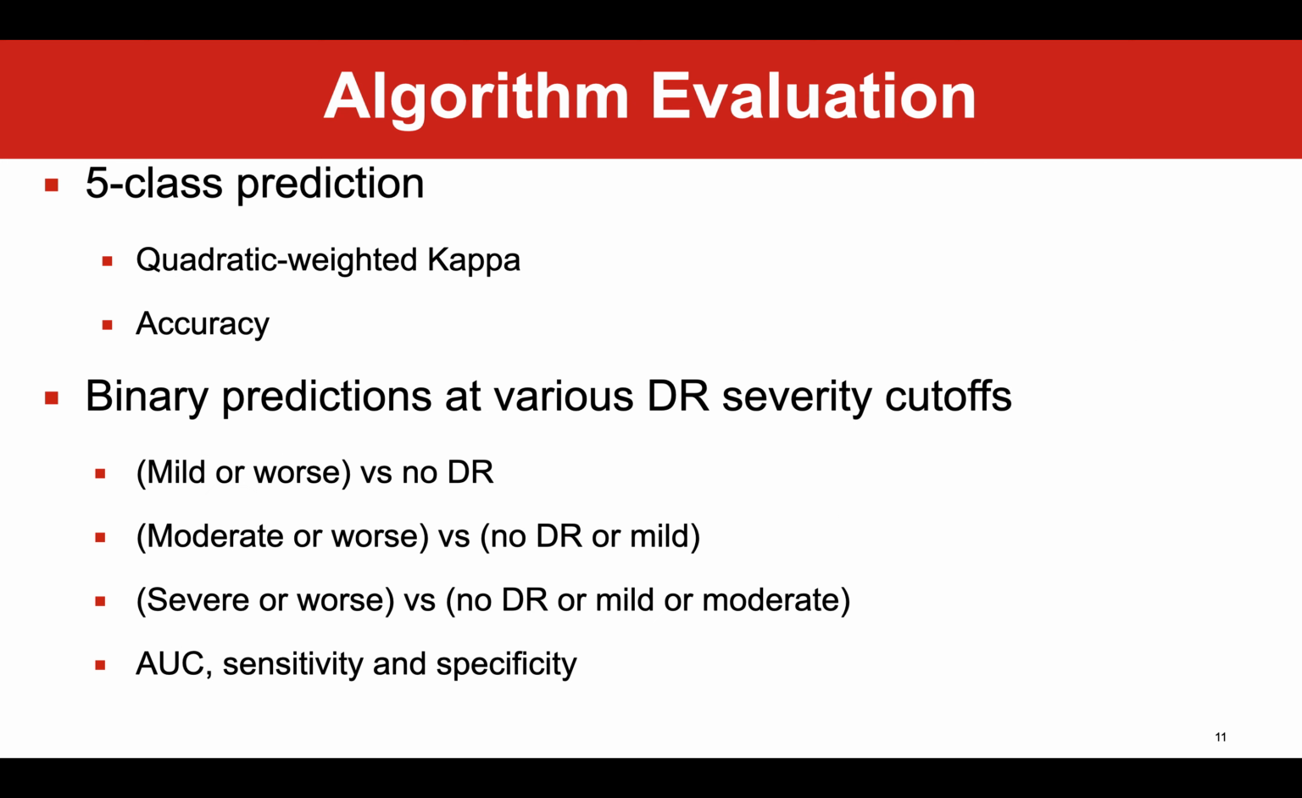And for the algorithm evaluation, as mentioned before, we evaluated 2 metrics with a 5-class prediction, also with binary predictions at various DR severity cutoffs. And this served to supplement the 5-class prediction. As for the 5-class prediction, we evaluated with 2 metrics: a quadratic weighted kappa and also an accuracy score. And for the binary predictions at various DR severity cutoffs, we did 3 cuts: mild or worse versus no DR, moderate or worse versus no DR or mild, severe or worse versus no DR or mild or moderate. And we evaluated all of these cuts with the area under curve, with sensitivity and specificity.